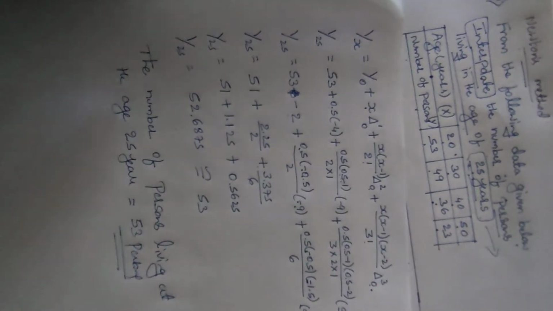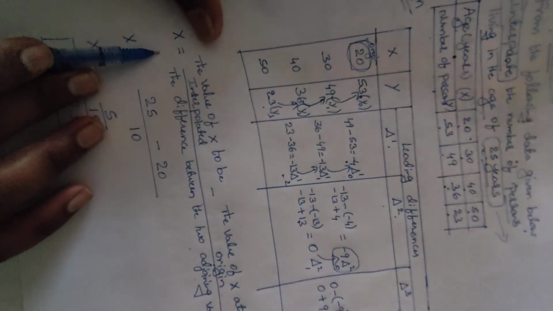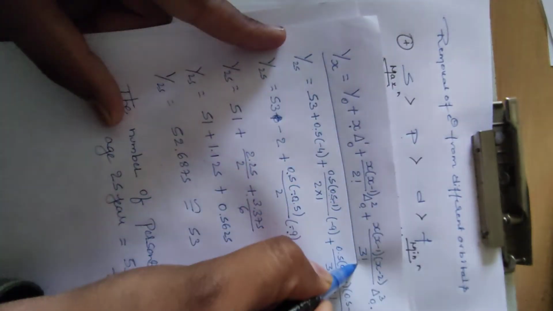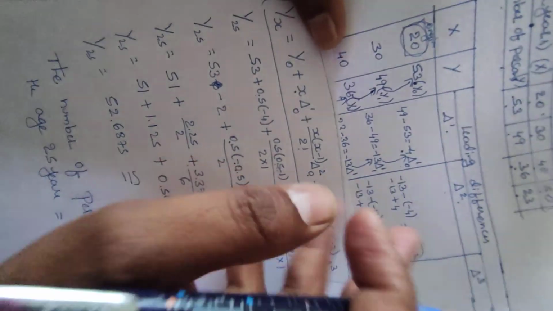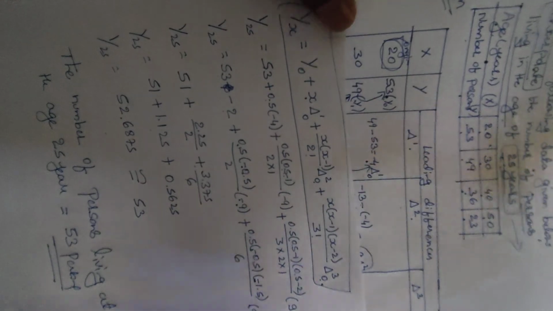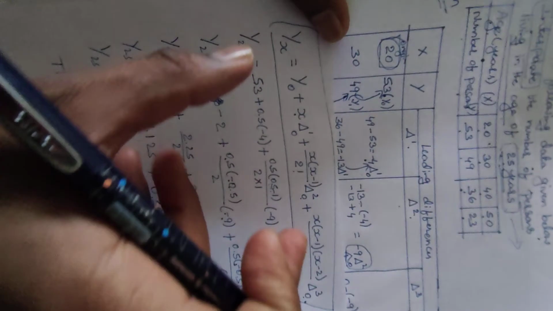Okay students, this is the way of Newton's method. First we have to do the leading difference. Next we should identify the x value. Next we have to apply the formula. This is the formula. The formula will expand based on the leading difference. If the leading difference is more, the formula will expand. If the leading difference is very small, the formula is very short.